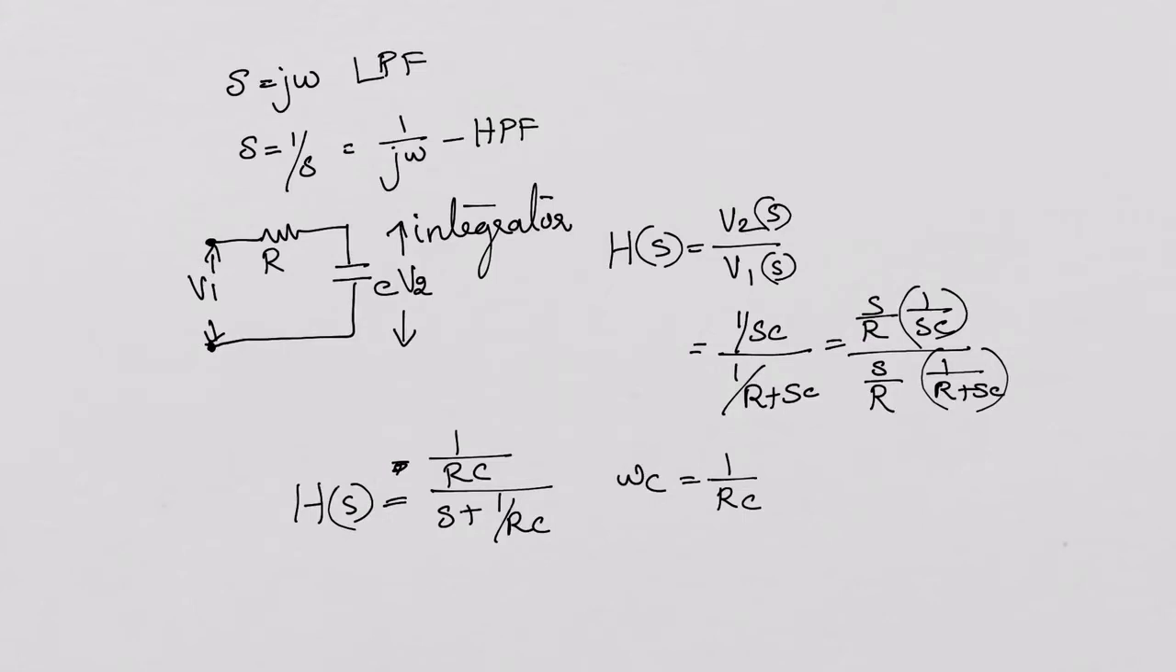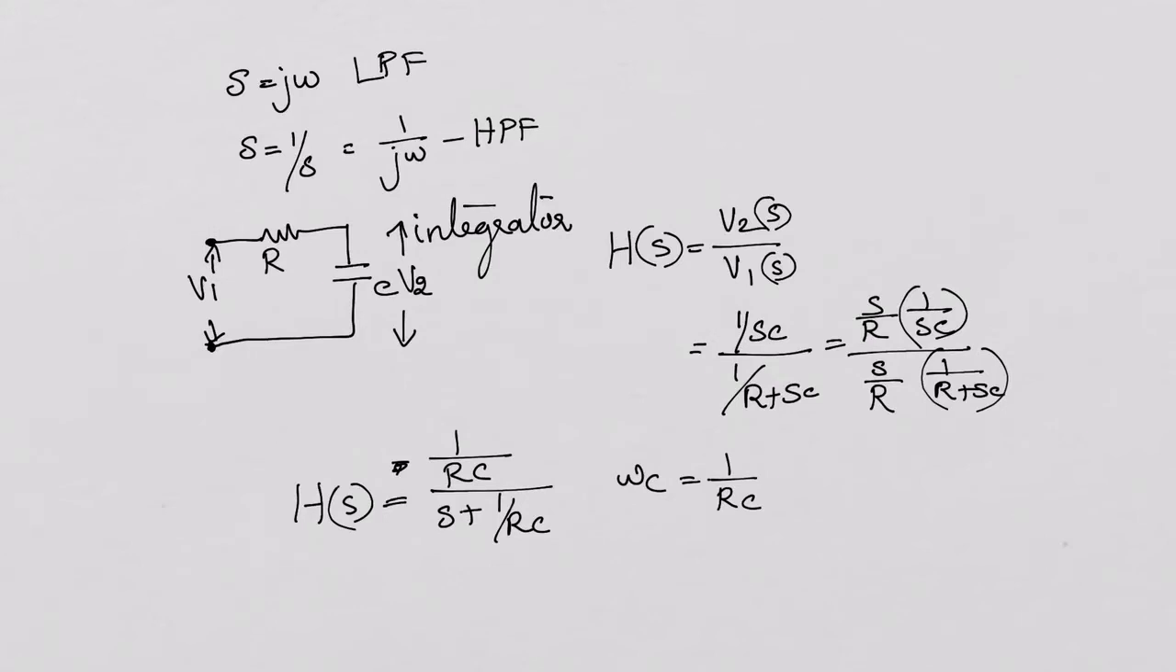So here 1 by R plus SC. So when you multiply this by S and divide by R, then you will get 1 by RC in the numerator and S plus 1 by RC in the denominator. So H of S will be 1 by RC divided by S plus 1 by RC. Where here omega C, the cutoff frequency, is equal to 1 by RC.